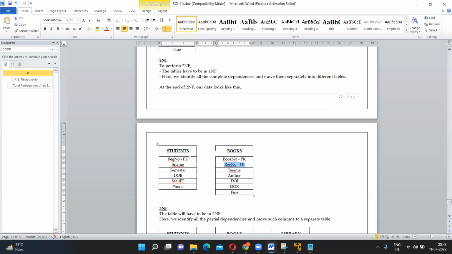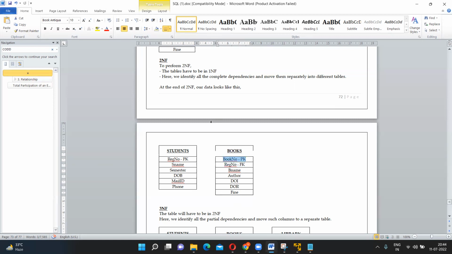This is the parent table primary key, the child table foreign key, and it has its own primary key. And then these are the columns. Suppose semester name, student name, semester, date of birth, mail ID, phone number. Here books has what? Book name, author, date of issue, date of registry, fine. Okay, this is what, guys?